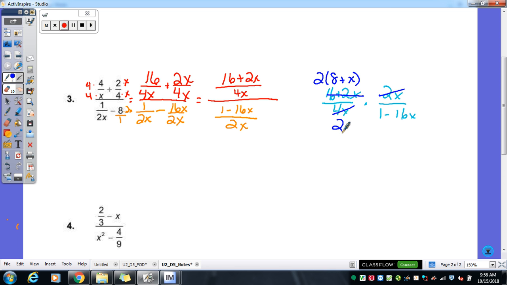Anything else we can reduce? There is, in fact, one more thing. The 2's will cancel each other out there. So up top, we have 8 plus x. Denominator, you have 1 minus 16x. That's our final answer for that one.